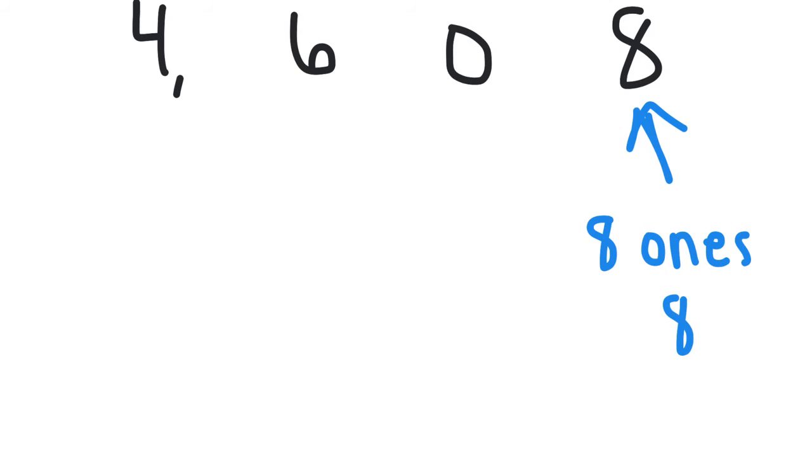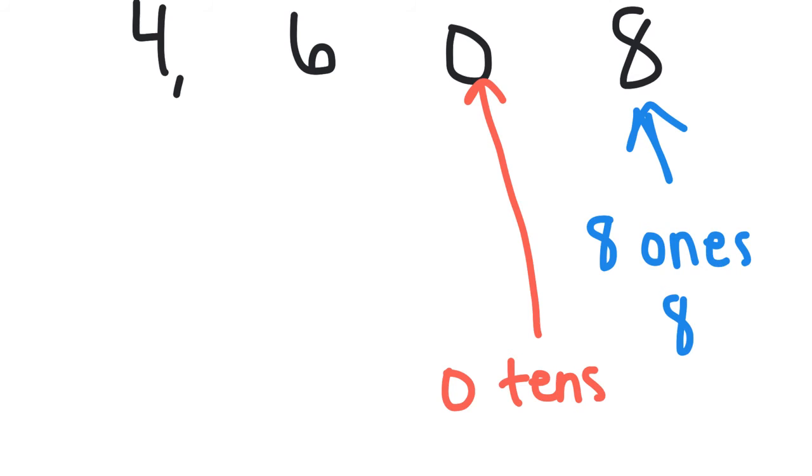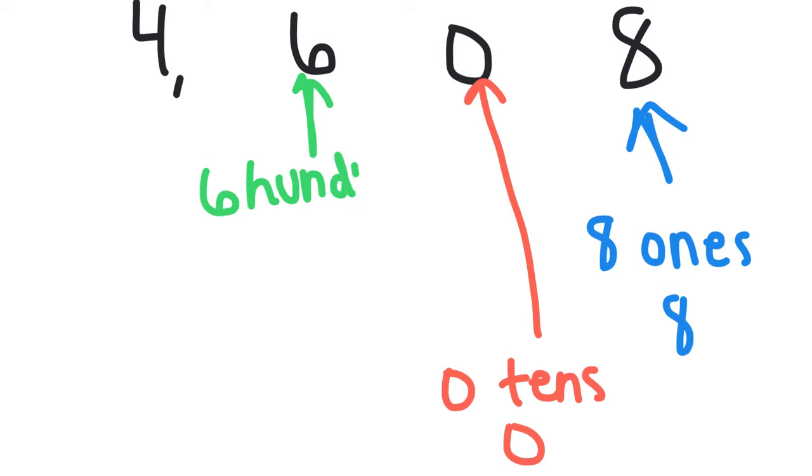Let's look in the next place value. The next place value, I have a 0, and that 0 is in the tens place. 0 tens is just 0. Let's look over here at our 6. This 6 is in the hundreds place. So I have 6 hundreds. That value written as a number would be 600, 6 with 2 zeros.